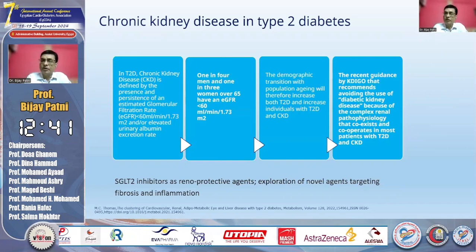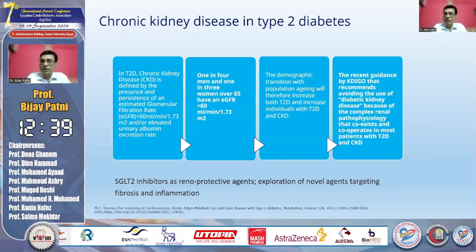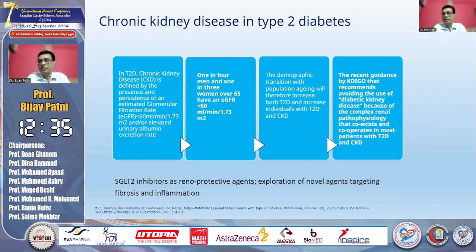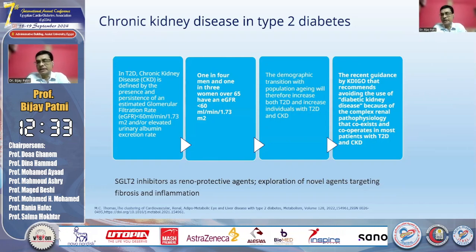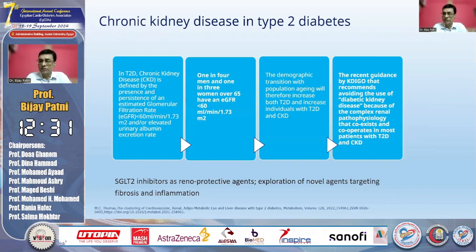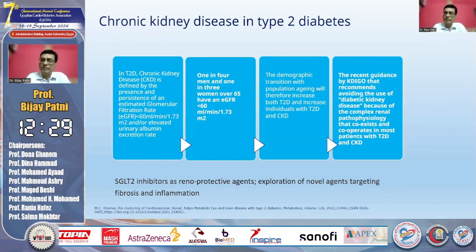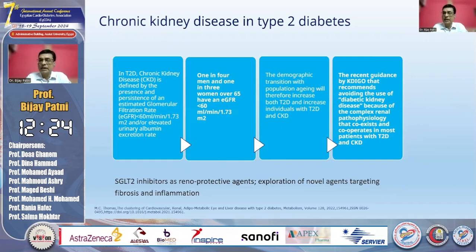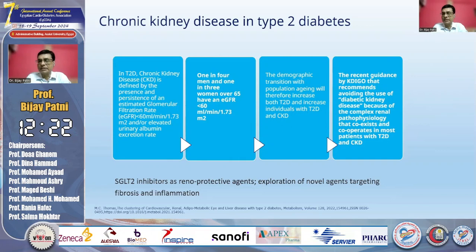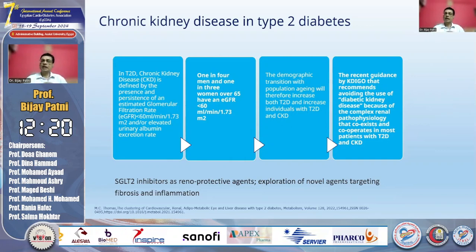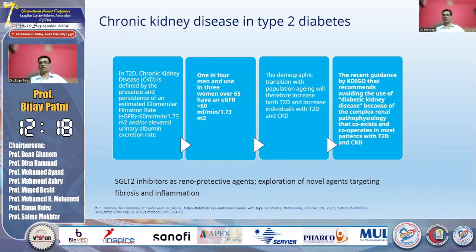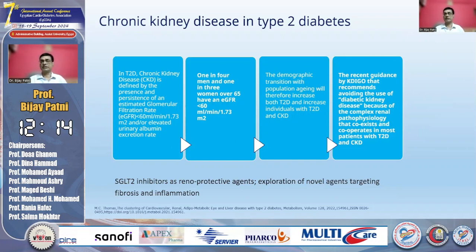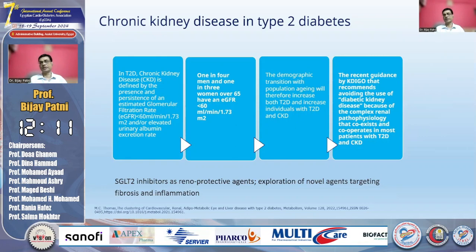Now, if you look at the recent guidance by EASD and ADA, they really recommended avoiding the use of the term chronic kidney disease or diabetic kidney disease. Rather, it is actually a complex renal pathophysiology that coexists and cooperates in most patients with type 2 diabetes and CKD. So you cannot define it as a diabetic kidney disease, because diabetic patients also have CKD.